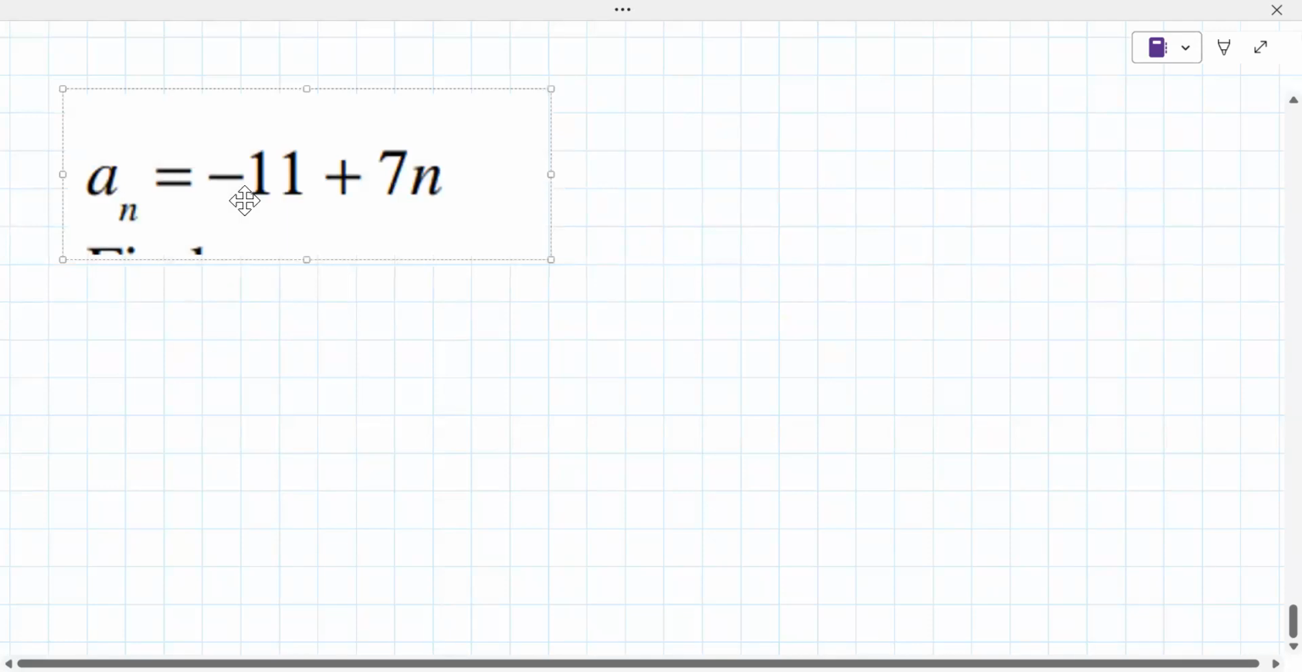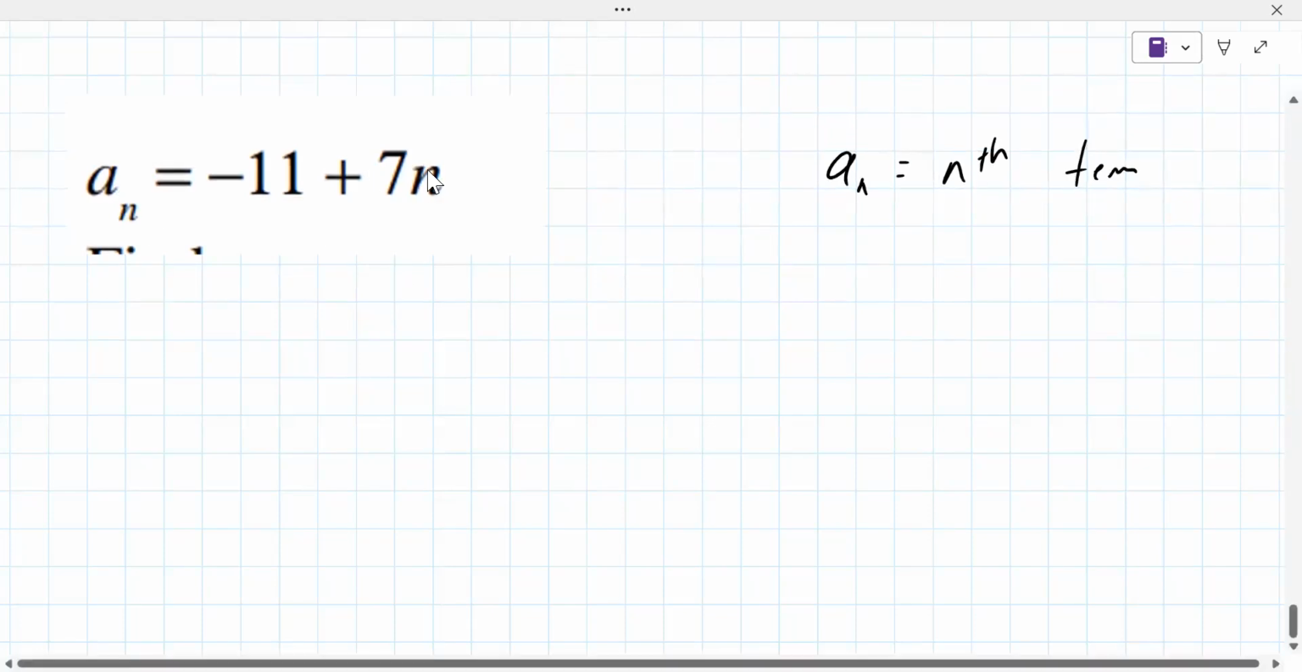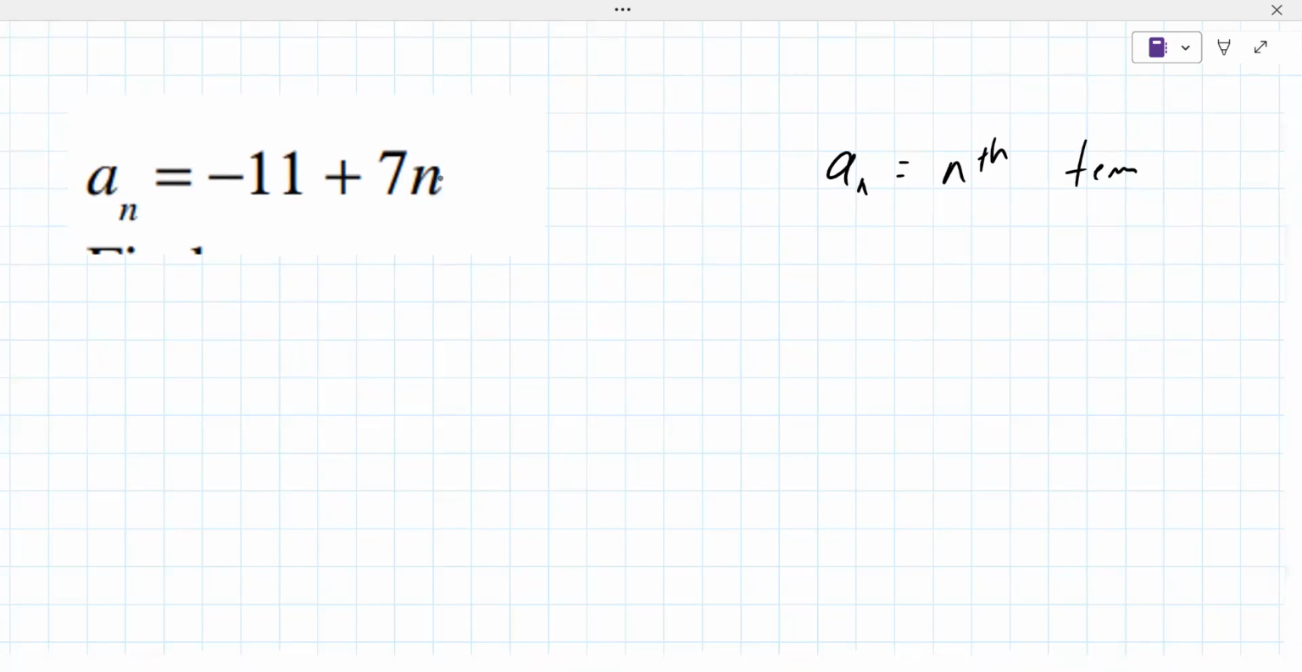All right, so this one says the nth term, that's what a sub n means. It means the nth term is minus 11 plus 7. So let's say you want the first term. And I notice I'm writing it this way, not like a sub 1. It's minus 11 plus 7 times 1. Okay, so what is minus 11 plus 7 times 1?